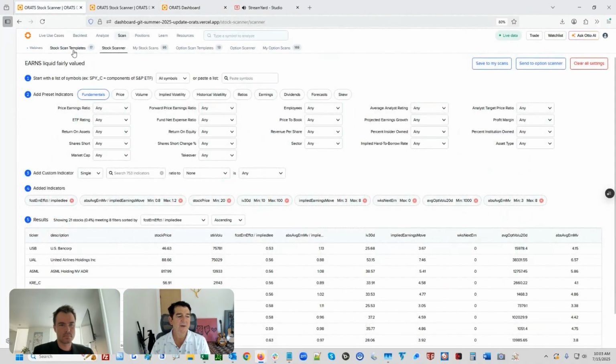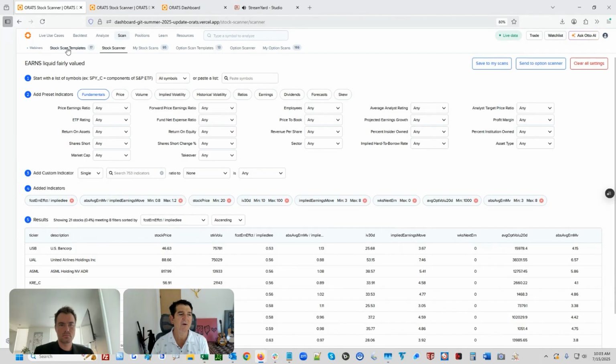So I think one of the first things to do is, when you come into the new beta, a lot of people will already be seeing the new ORATS dashboard look. We've moved basically the tabs to the top. Everything else is there, and we try to make it easier. We have live use cases, and we've added that. But the scan and stock scanners are pretty similar.